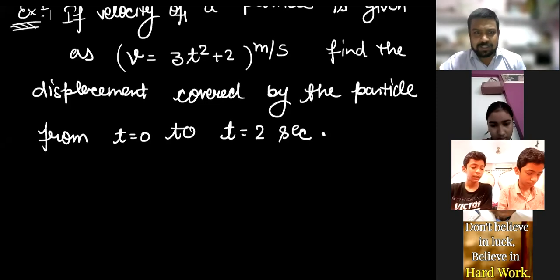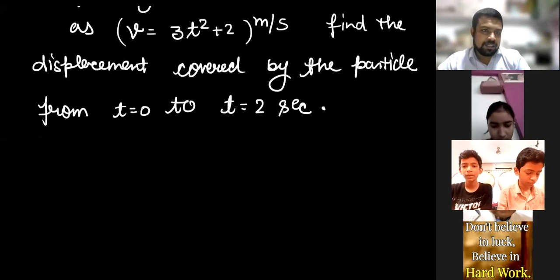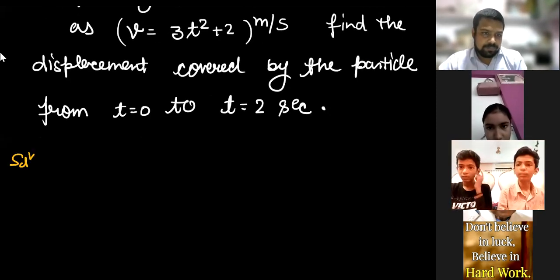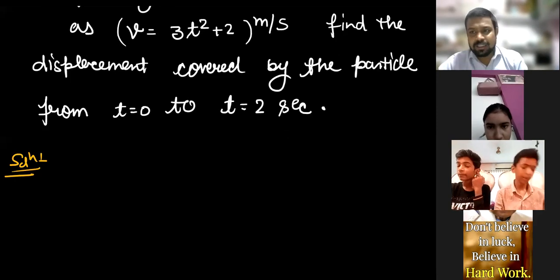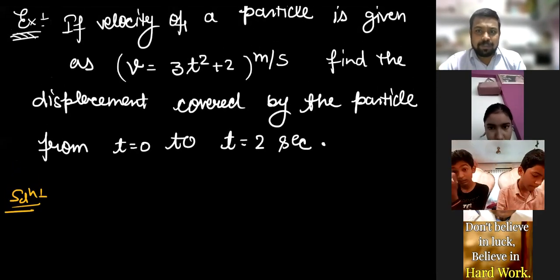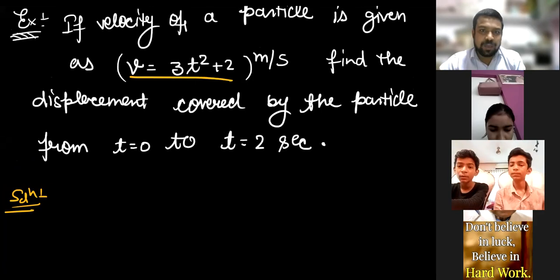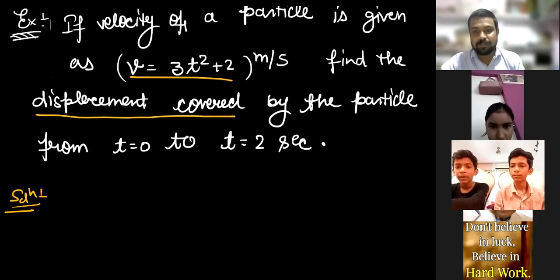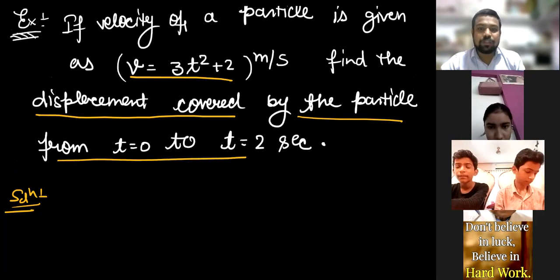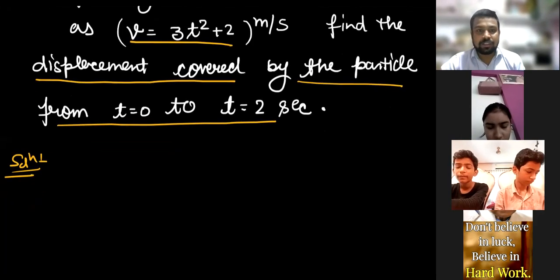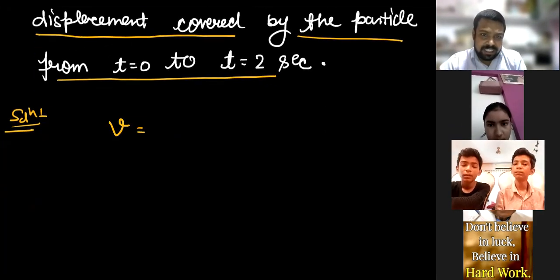So let us see this question. In this question, the velocity of the particle is given as 3t square plus 2. Now the question is asked about the displacement covered by the particle from t equal to 0 to t equal to 2 seconds. So my dear friends, here v is equal to 3t square plus 2.